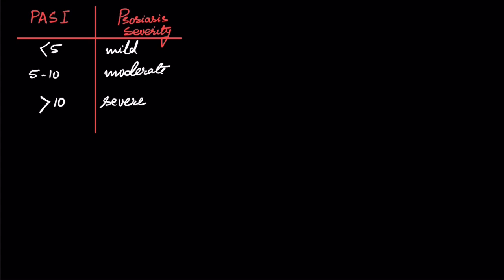Now there are some terms that you will come across in many articles and you may even be asked in viva, like PASI 50, PASI 75, PASI 90 and PASI 100. Now if the maximum score can be 72, what is PASI 75? You have to understand this.